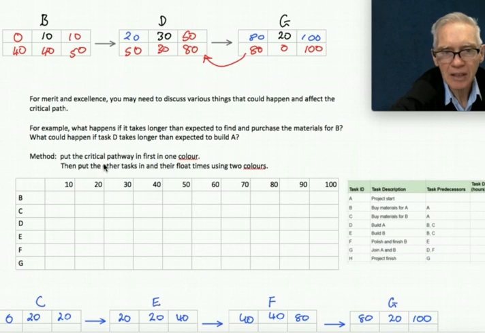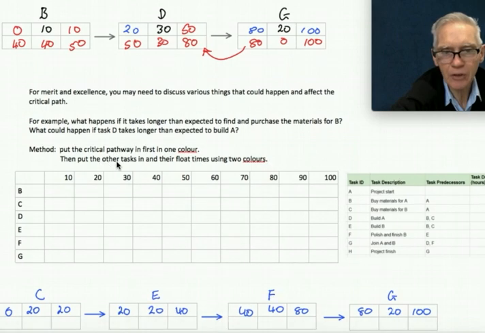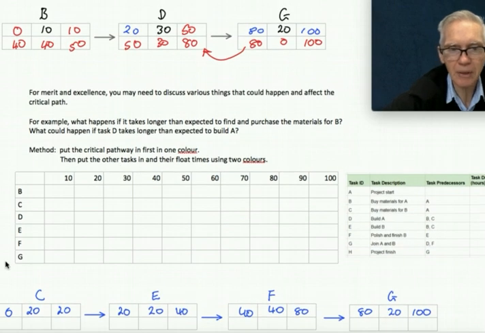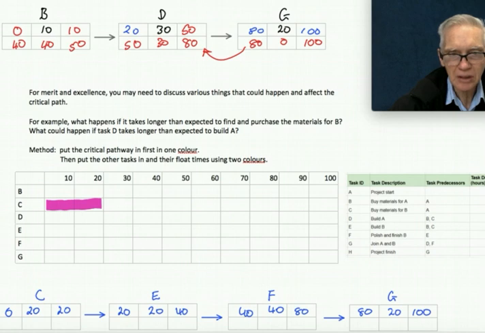So, the method, put the critical pathway in one colour first. So do that first. I've got your critical pathway down here, and so I'm going to choose a highlighter. And I'm going to choose task C, starts at 0 and finishes at 20. So these are the finishing times, the whole box. So we're really looking at the end line. These are the bits where it finishes.